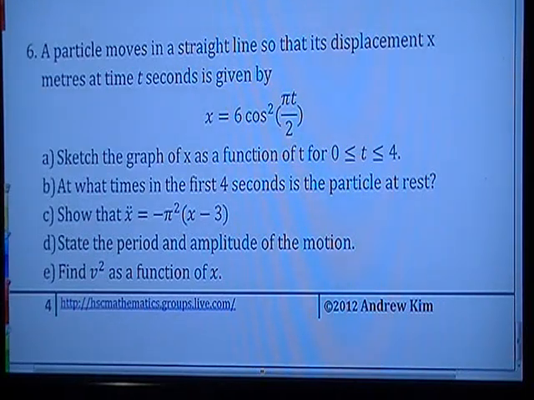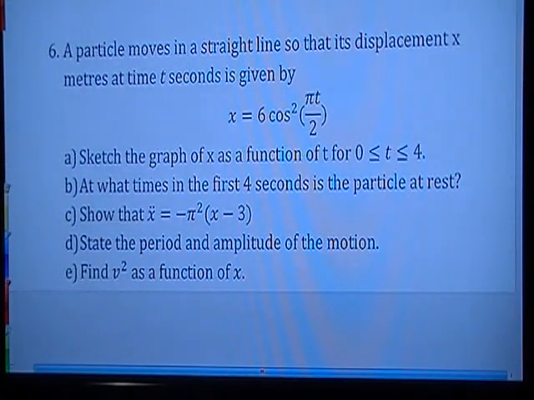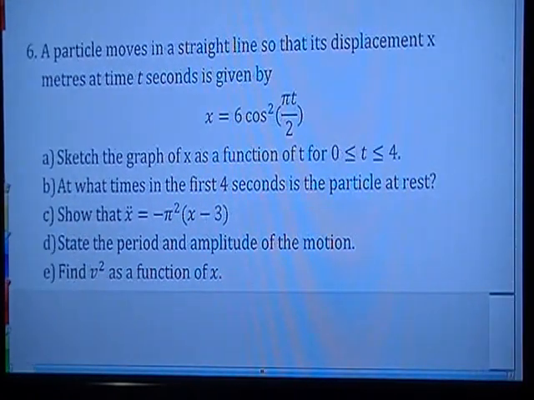Example 6. A particle moves in a straight line, so the displacement is given by 6 cos squared, and they want us to sketch that. So ugliness, right? So use that cos squared t equals half of 1 plus cos 2t. Remember that? And using that formula, we're going to change this guy.